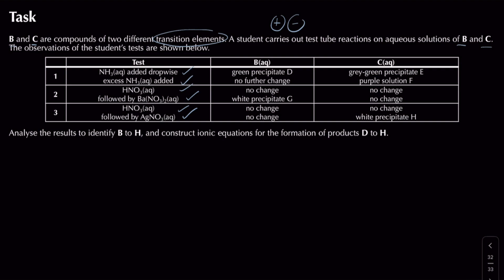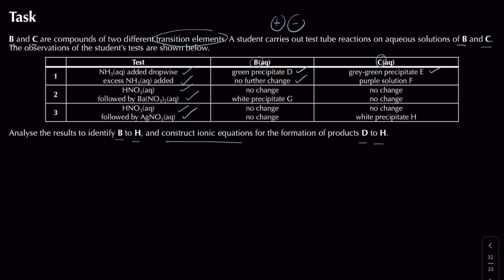Now if we were to look at the question, it's actually asking us to analyze the results to identify B to H and construct ionic equations for the formations of products D to H. Now starting off, if we were to look at B and C and break down the question, we know so far already that, of course, we add ammonia dropwise, we end up with a green precipitate with D, and then we end up with a grey-green precipitate with E.